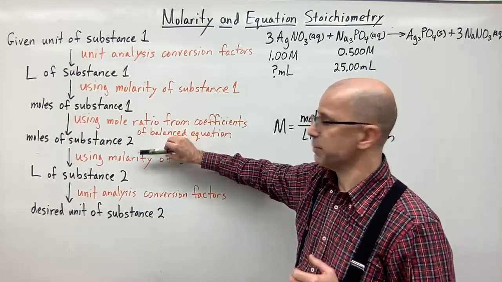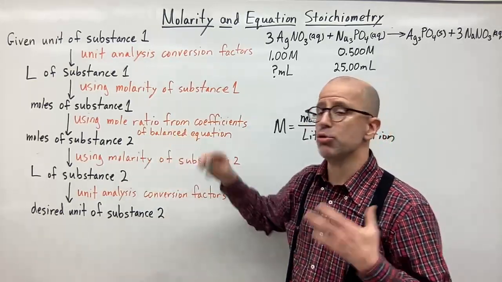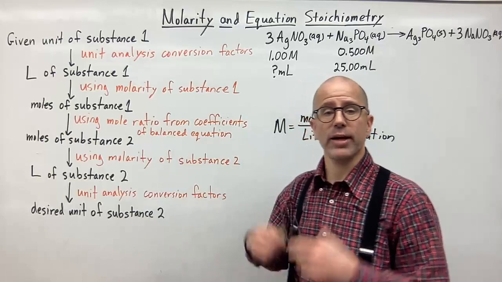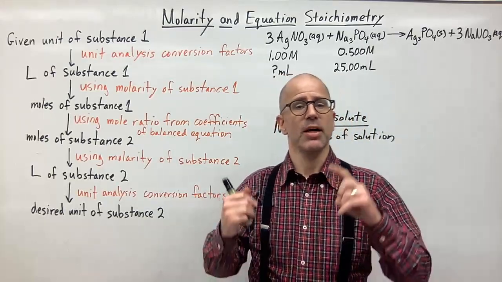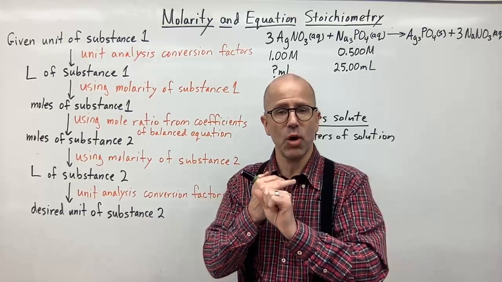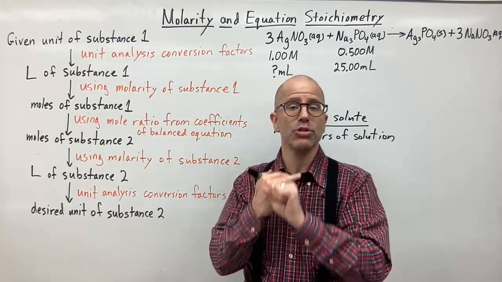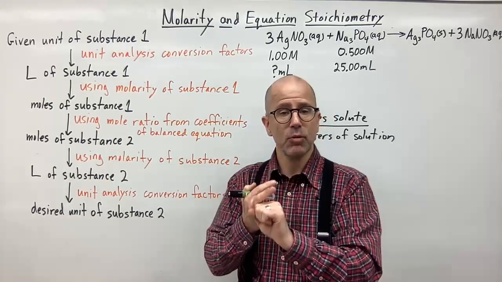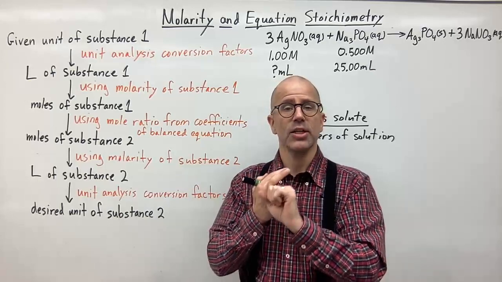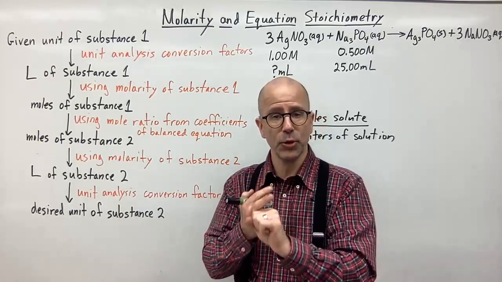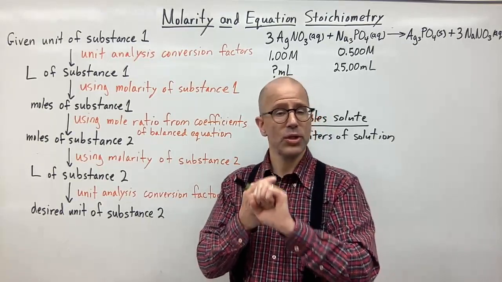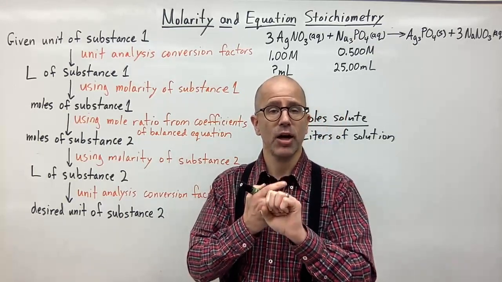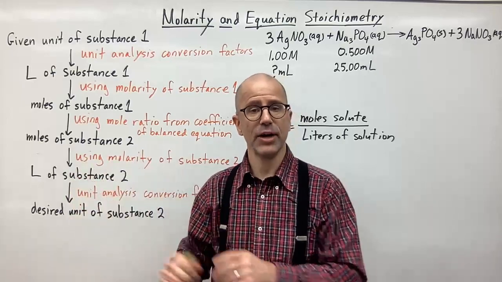And then the third and final step is, once you get moles of that second substance, you're just going to use conversion factors to convert to whatever desired unit they want you to convert to. So those are the 3 basic steps. Take the unit of substance 1 and convert that to moles using the conversion factors available to you. Step 2, use the mole ratio in your balanced equation to convert moles of substance 1 to moles of substance 2. Third, once you have moles of substance 2, use whatever conversion factors are available to convert from moles to the desired unit.